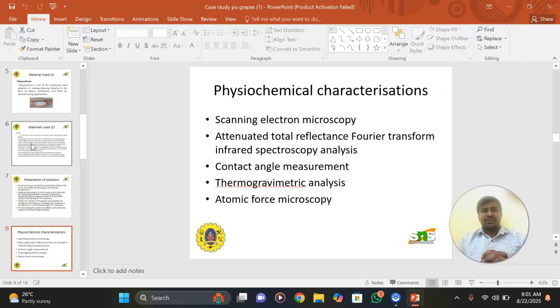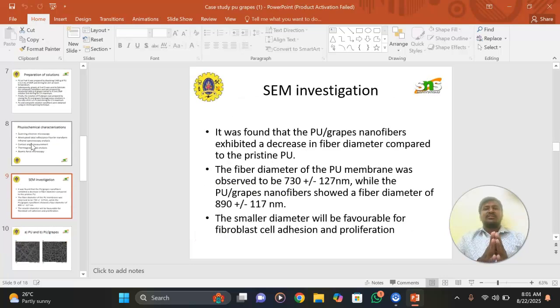Next, after fabrication, it was sent for various physicochemical characterizations such as scanning electron microscopy, Fourier transform infrared spectroscopy analysis, contact angle measurements, thermogravimetric analysis, and atomic force microscopy. Next, SEM investigation was used to study the fiber morphology of the scaffold. In this study, the addition of grapes reduced the fiber diameter of PU.